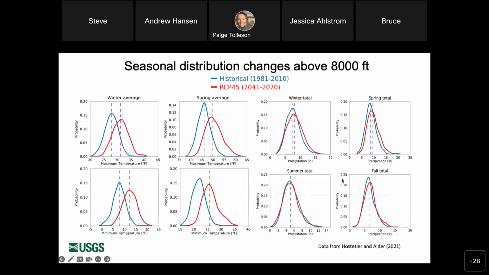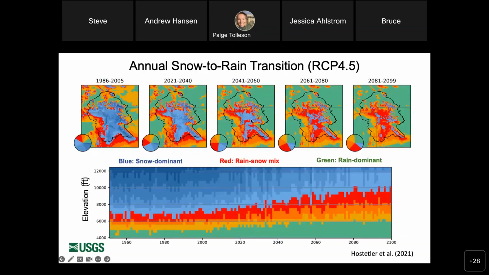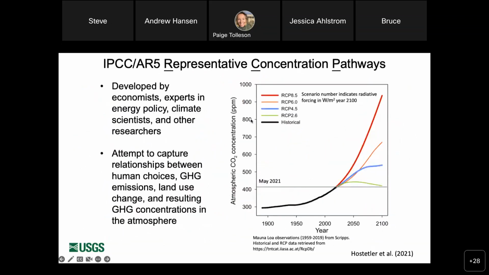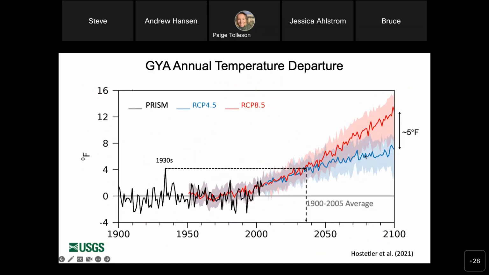The blue line is RCP 4.5, the one where there's mitigation mid-century that kind of caps the rise of temperature. And by the end of the century, it's about a 5-degree difference between the two.